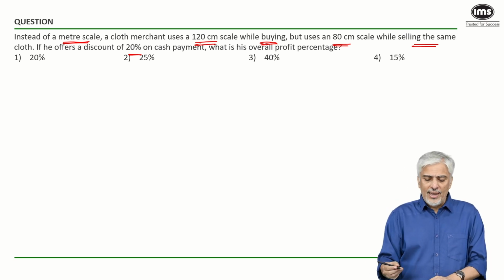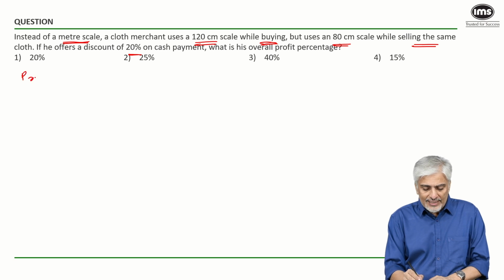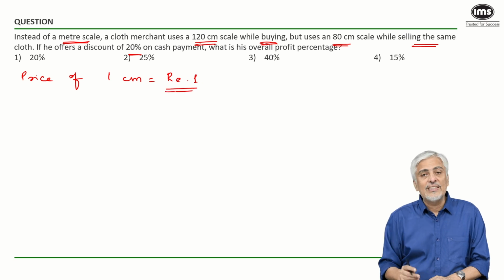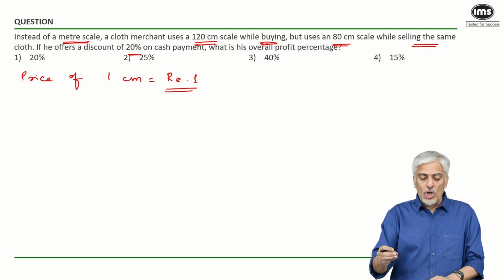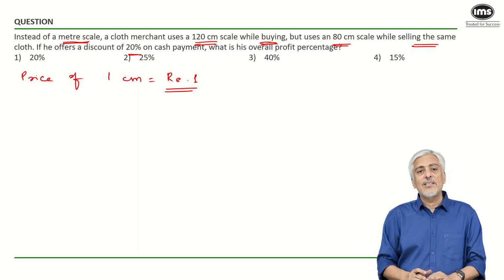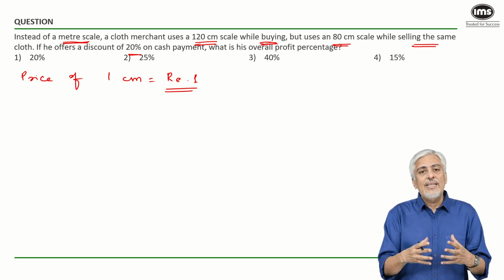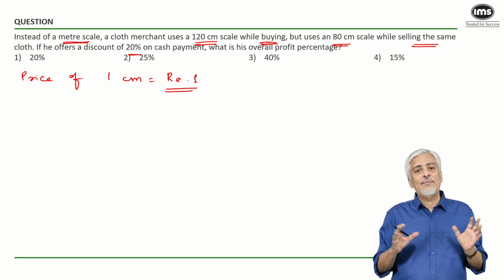So one method, I assume, let the price of 1 centimeter be 1 rupee. So instead of a meter scale, the cloth merchant uses a 120 centimeter scale while buying. So he goes to the shop, he says, I want 100 centimeters, but I will get my own scale.